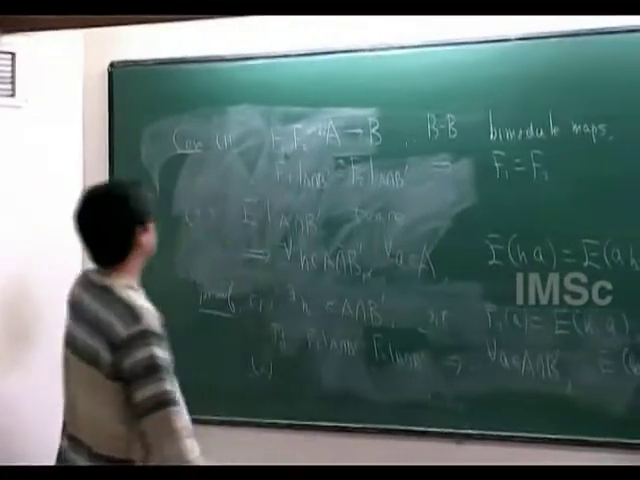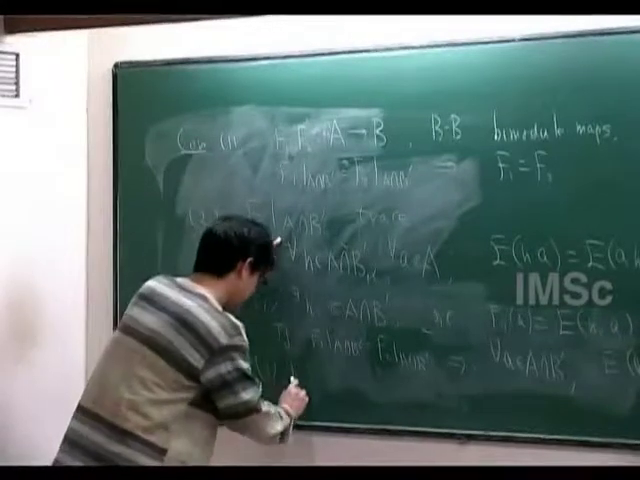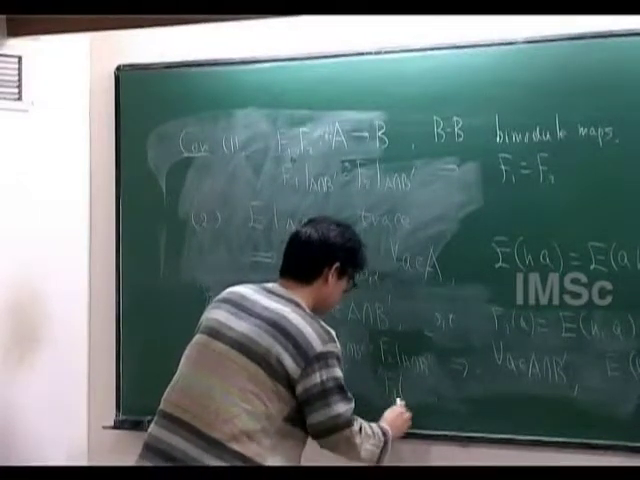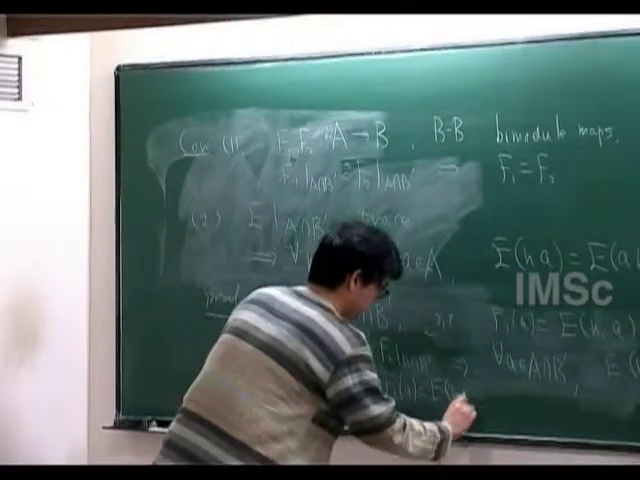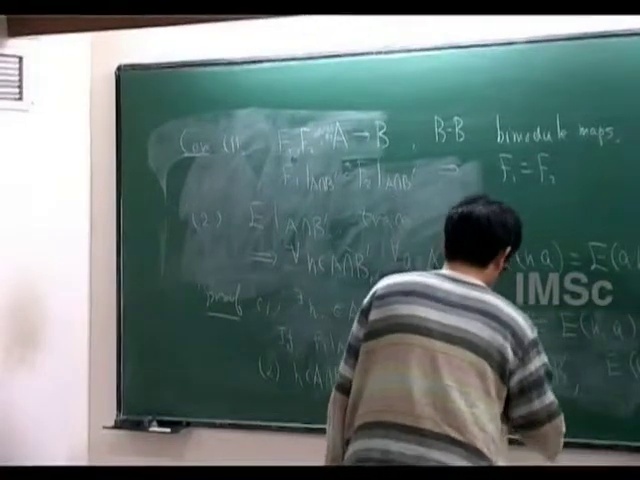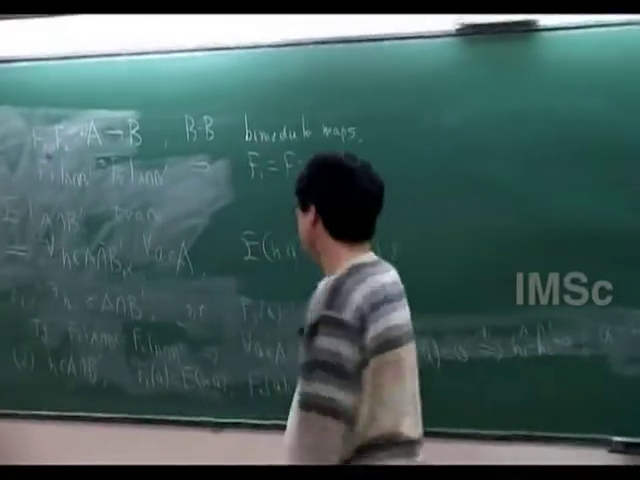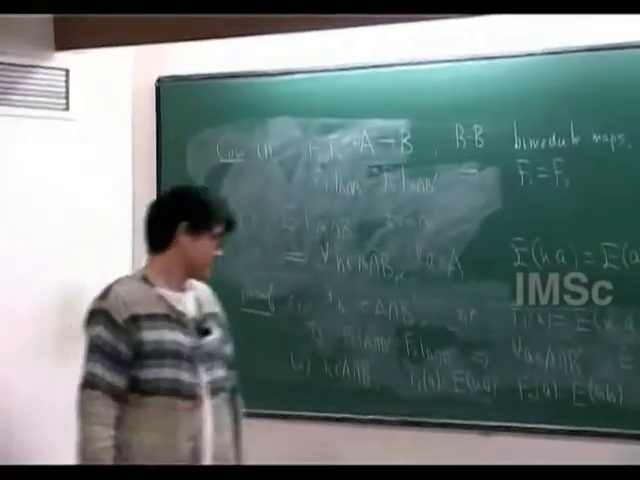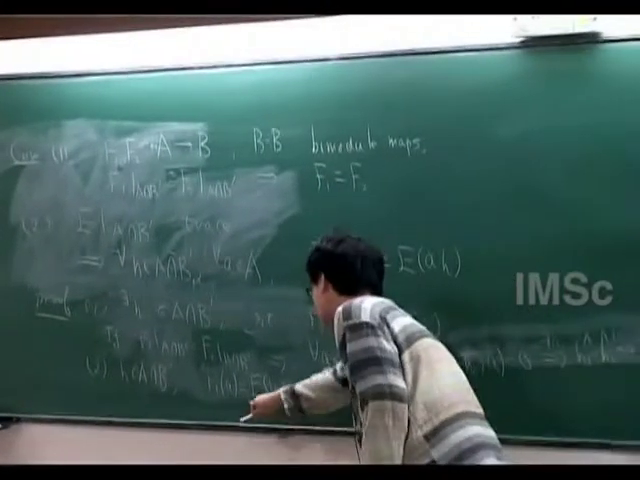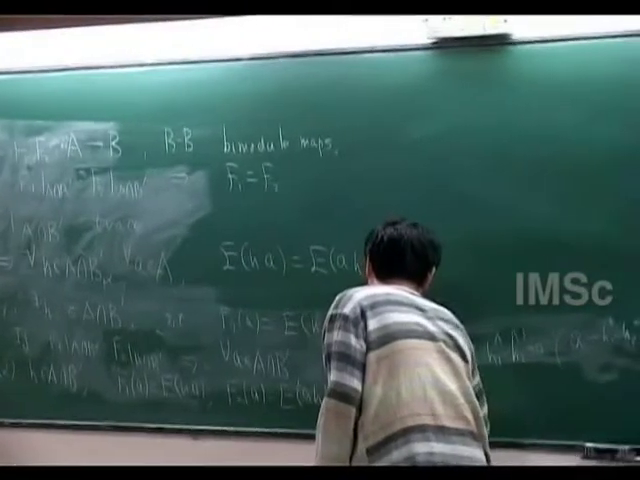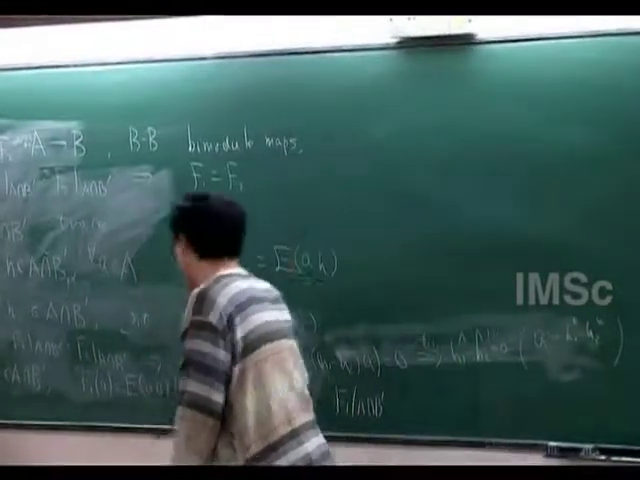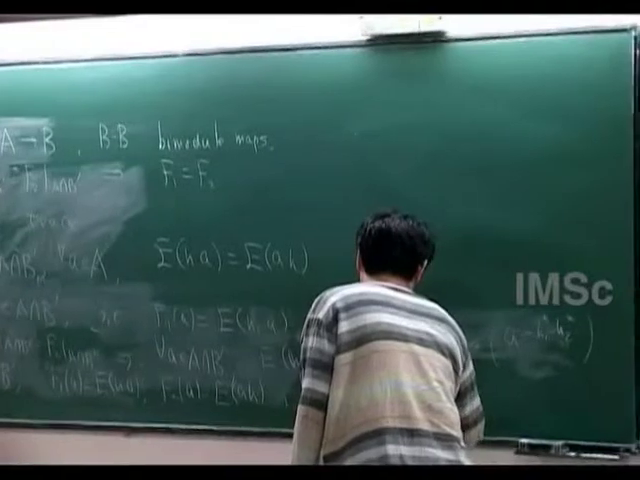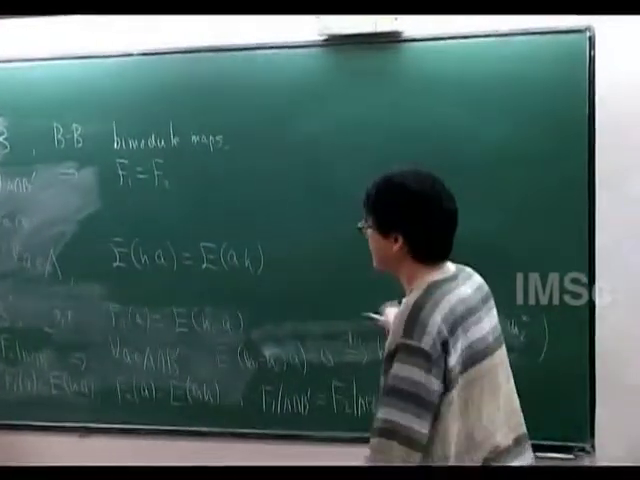And the second statement: if H is an element in the relative commutant, then you can define two BB bimodule maps. Let's define F1 this way, and F2(A) by E(AH). Since the assumption is that the restriction of E to the relative commutant is a trace, if you define F1 and F2 this way, they coincide on the relative commutant. First of all, since H is in the relative commutant, F1 and F2 are BB bimodule maps, and they coincide on the relative commutant. So by the first statement, they should coincide.